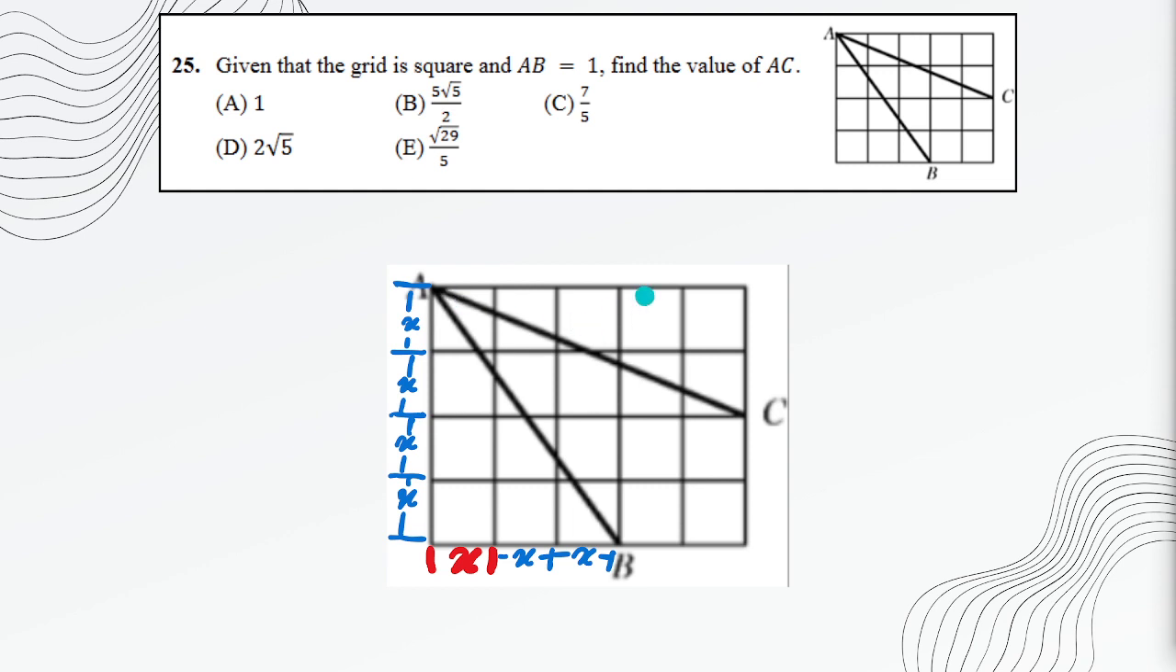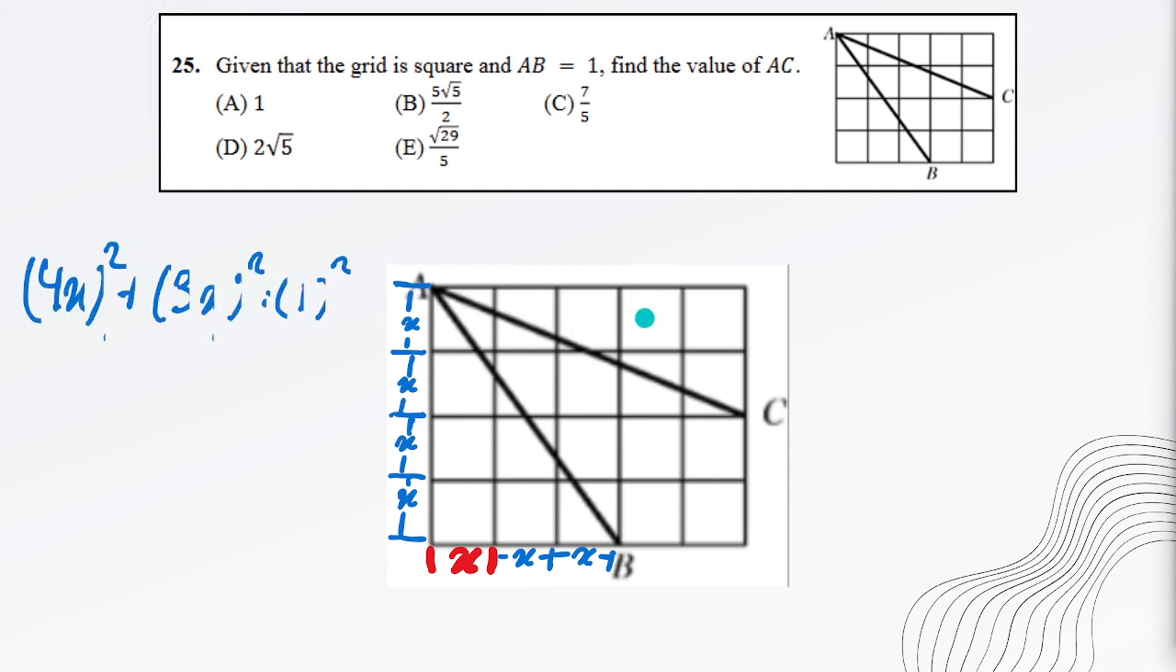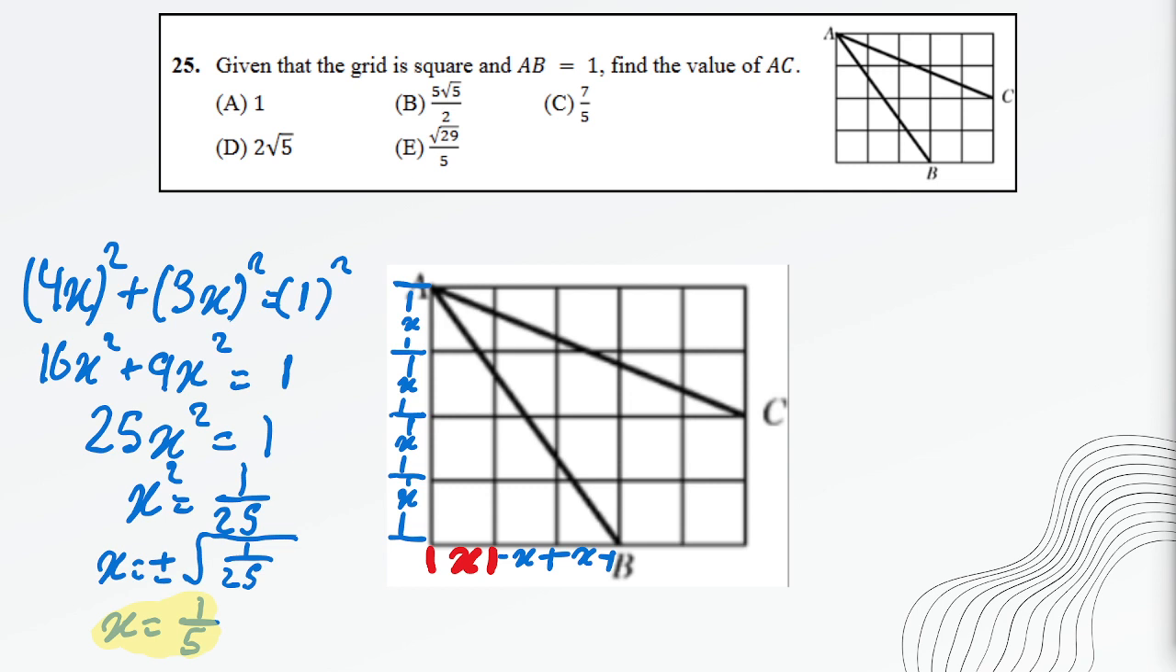So when we apply the Pythagorean theorem, we get (4x) squared plus (3x) squared equals 1 squared, or 16x squared plus 9x squared equals 1. When you simplify that, you get 25x squared equals 1, or x squared equals 1 over 25. And when you square root both sides, you get x equals plus or minus 1 over 5.